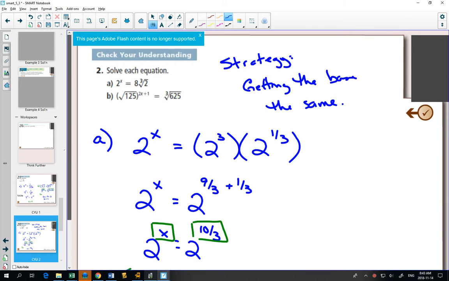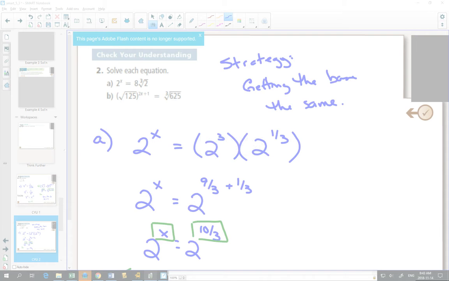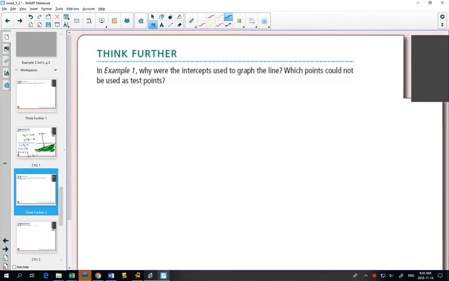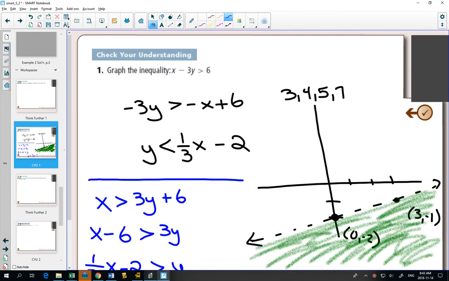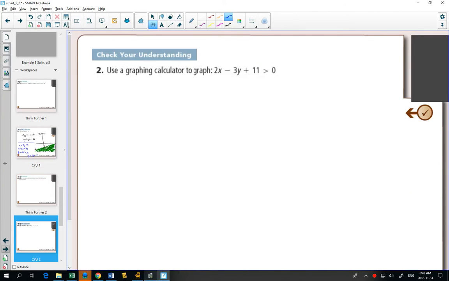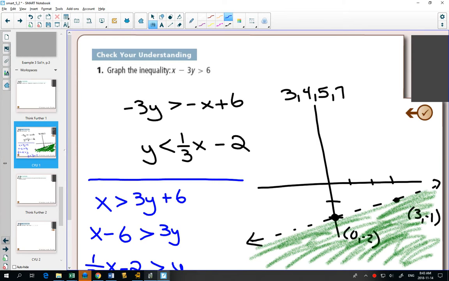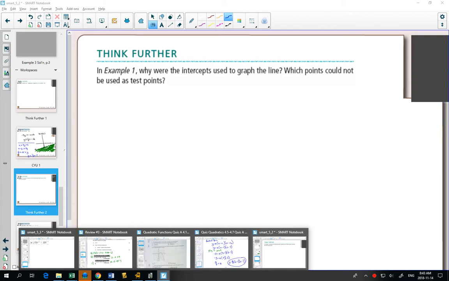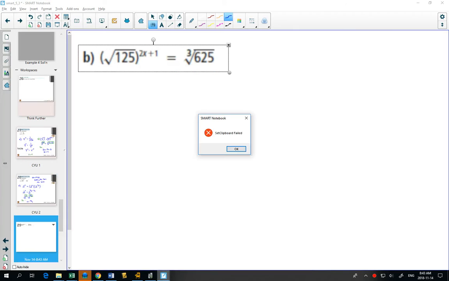Part B, here, I'll just send that to a new page. What? Where did it go? What did it just do? It just did something crazy. The whole file, there it is. Clipboard failed, who cares? All right.